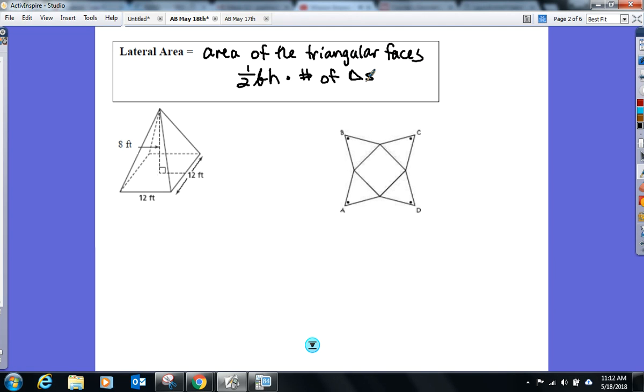I gave you your first pyramid right here. Lateral area. How many triangular faces do I have? 4. So it's going to be 4 times the area of one of them. Help me find the area of one of them right now.